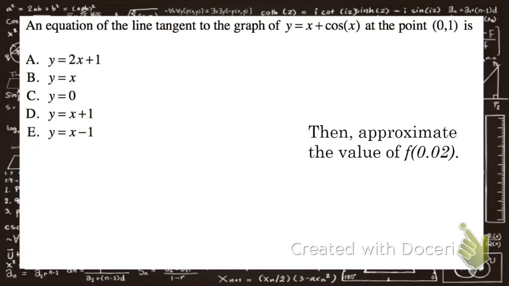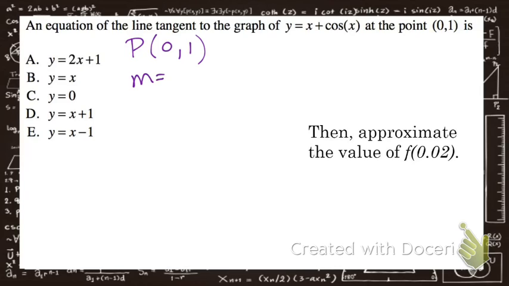All right, it wants an equation of the tangent line to the graph of y equals x plus cosine of x at the point 0, 1. What are the two things we need to write the equation of a line? A point and a slope. Do we have a point? What is it? Do we have a slope?